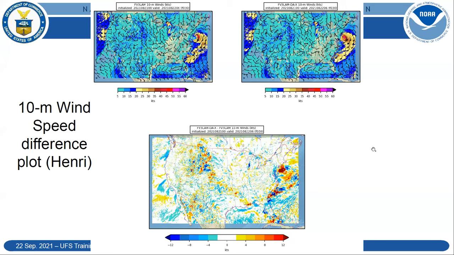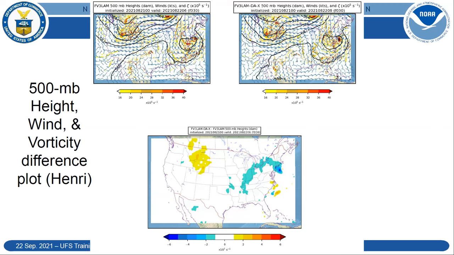So here's another type of plot you can make, a 500 millibar height, wind and vorticity plot. So the vorticity is color filled in the background. The 500 millibar heights in decameters are the black contour lines, and then the 500 millibar winds are the wind barbs that are located on the images. And the difference between the 500 millibar heights is located on the bottom panel here. So you can see there are some differences in heights around where Henri was located at this time.